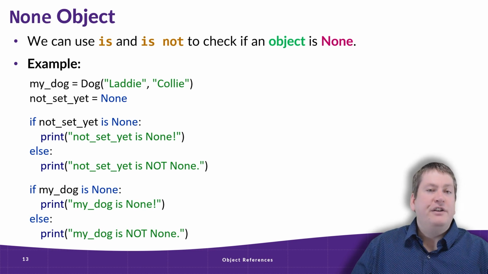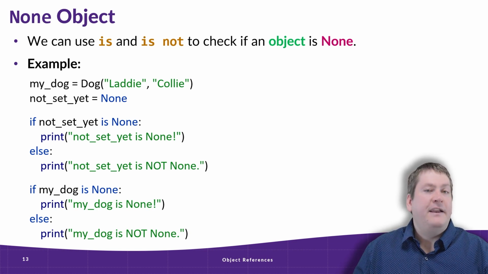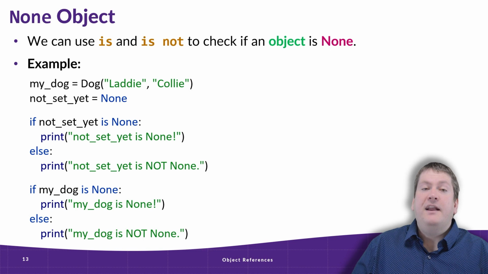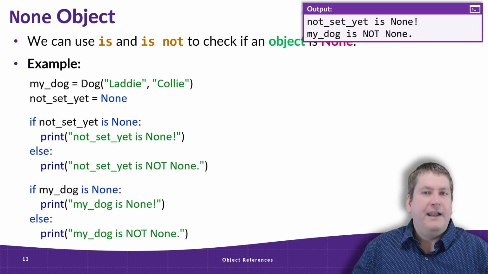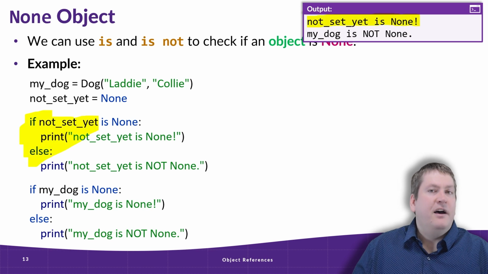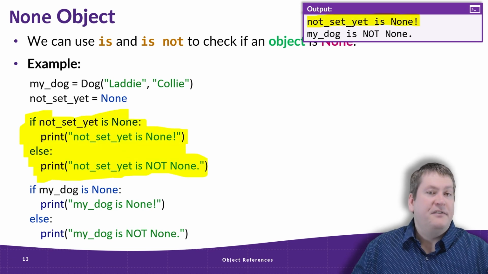So how could we actually check if it's None? Well, as you can see on the screen, we have two different if statements that do that check. The first if statement is checking if notSetYet is None. That's going to return true if it is currently referencing the None object. The second if statement is checking if myDog is None. So when we run this, we would get this output. We have "notSetYet is None," which is printed by the first if statement, and that's because it returned true. It is None.